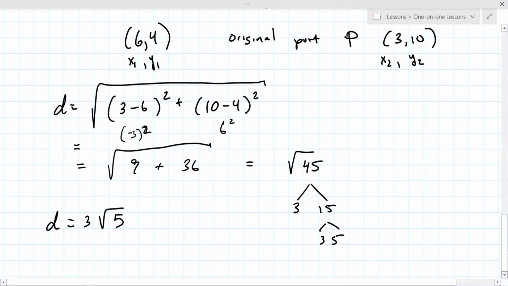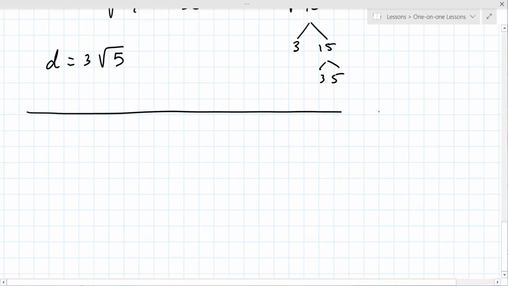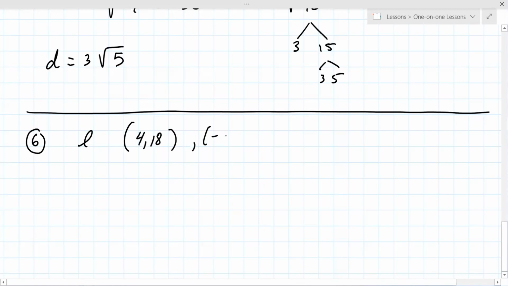So I'm going to go to 6. I'm going to skip 5 just because I know the answers are in the back for you if needed, but we'll look at 6 next. So 6 has points 4 comma 18 and minus 2 comma 9, and then point P is minus 9 comma 5. So we don't know what this line looks like, but it's some sort of a line, and there's some sort of a point, and we have to find the shortest distance between them.